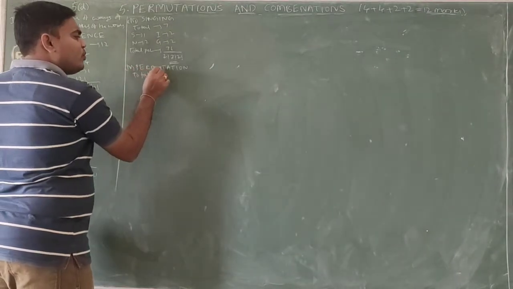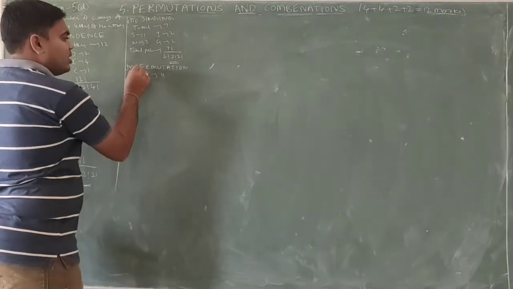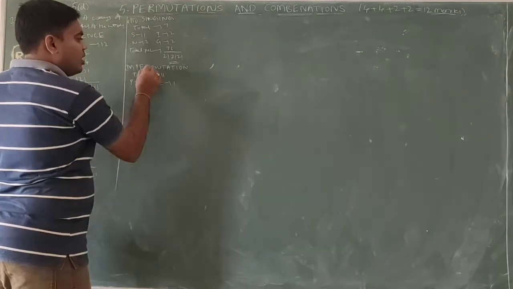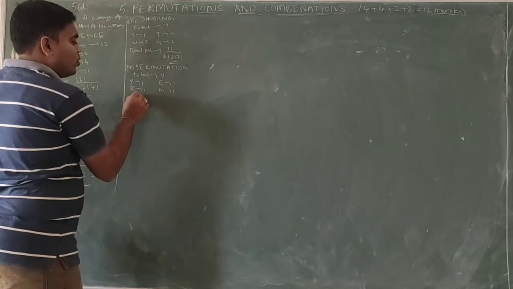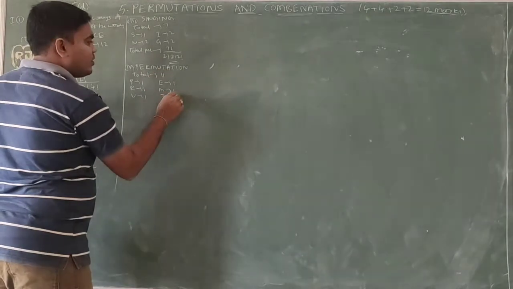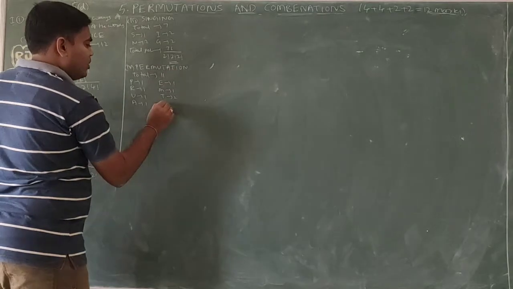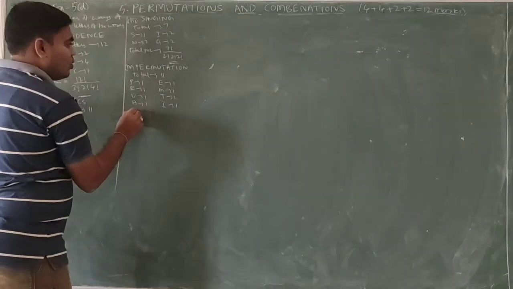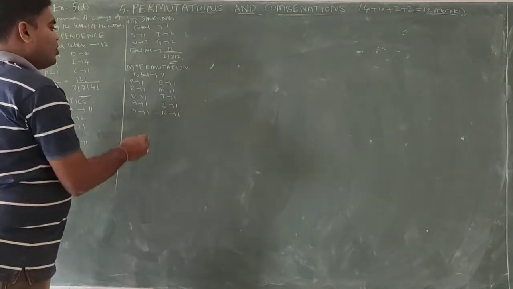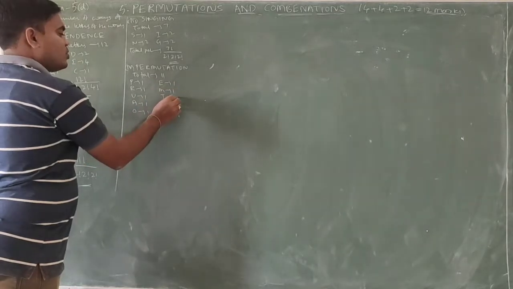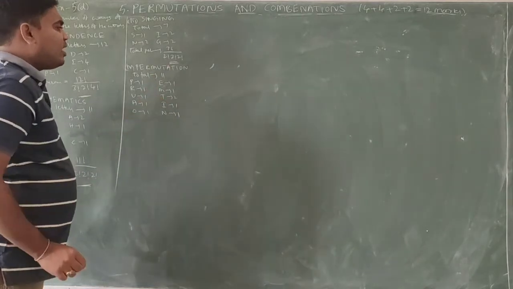1, 2, 3, 4, 5, 6, 7, 8, 9, 10, 11. So P only once, E only once, R only once, M only once, U only once, T 2 times, A only once, I only once, O only once, N only once. If we count 1, 2, 3, 4, 5 plus 2, 7, 8, 9, 10, 11. So 11. Except T, none of them is repeated.